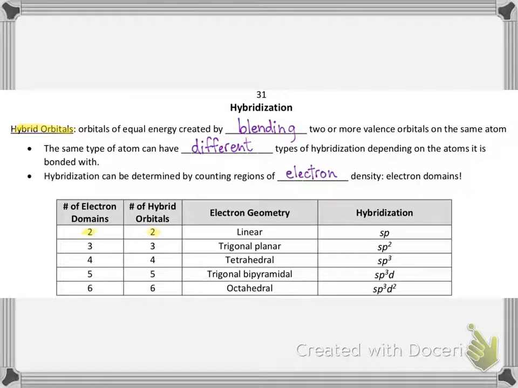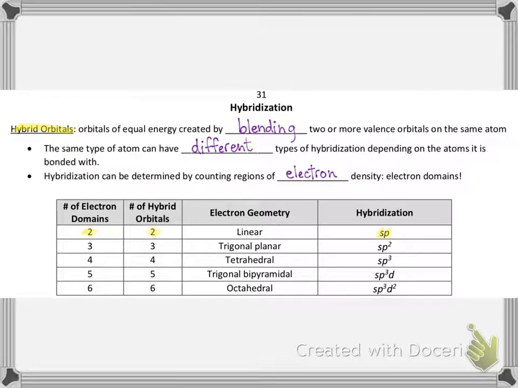No matter what, you always start with your s orbital when you're hybridizing, and then you mix in however many p orbitals you need to get the total number. So if you have 2 electron domains, you need 2 orbitals. So you take an s and a p. That gives you 2 total orbitals, and so it's sp hybridized.